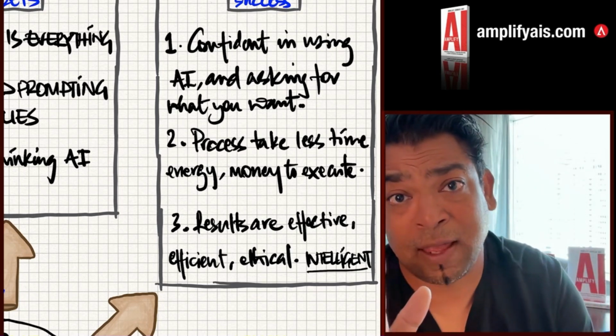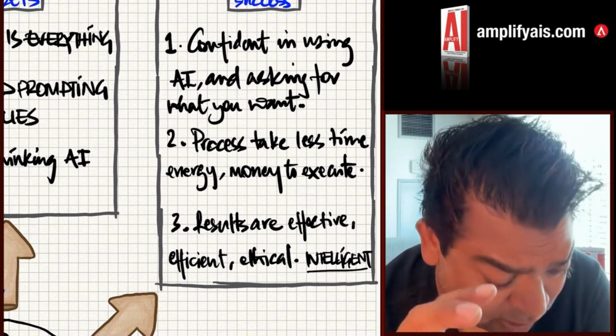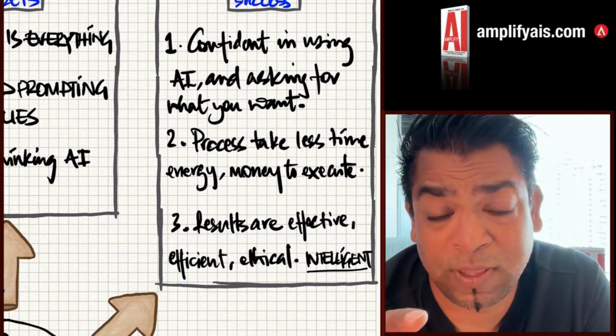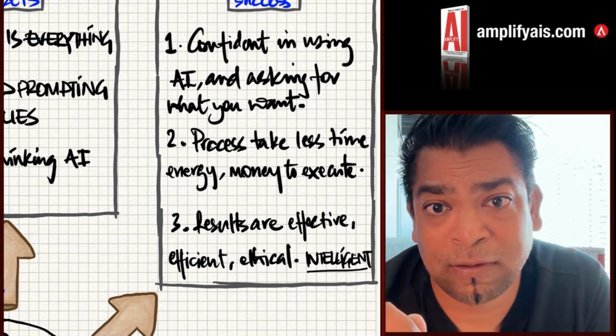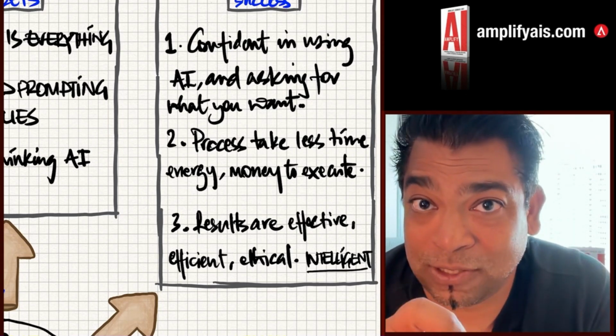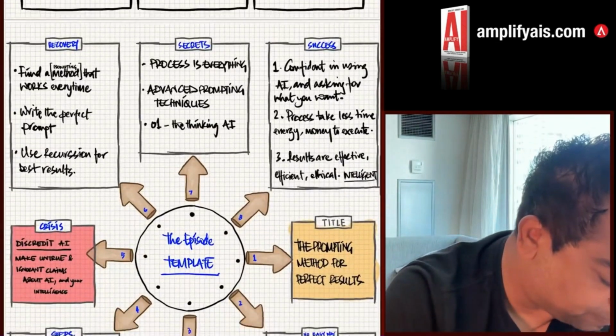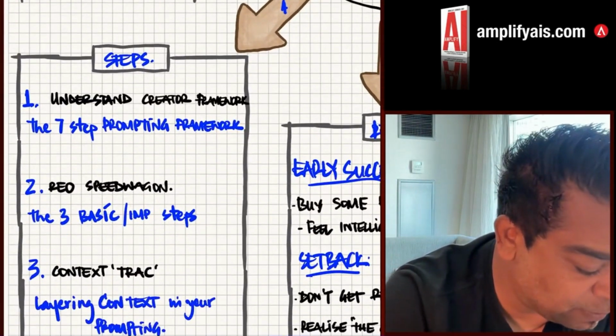And the third thing that success looks like when you're done with this episode is that the results are effective, efficient, ethical, and intelligent. So let's get into the steps: how we implement the 7-step creator framework.